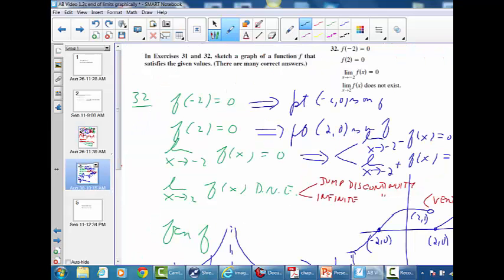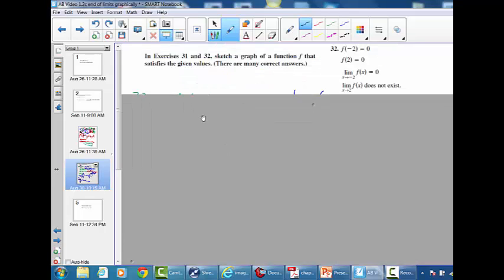Okay, number 32, on the other hand, here's the question. It says, in exercises 31 and 32, sketch a graph of the function f, again without calculator, that satisfies the given value. And of course, there are many correct answers, so when you look at the answers at the back of the book for questions like this, they just give one sample thing. So they're giving you 4 conditions, although they are giving you a fifth by telling you it is a function.